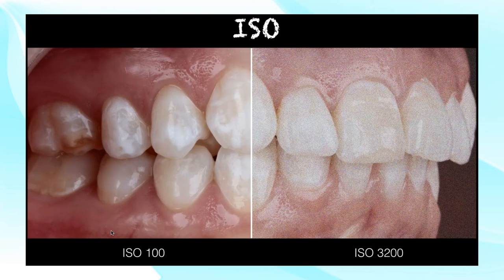Take a photograph at night and you'll be able to see that since there's not enough light available, the sensor is going to increase that ISO and it's going to make the picture brighter, but you are going to have all this noise in the photograph. So we would definitely want to avoid that at all costs whenever we take an intraoral photograph.